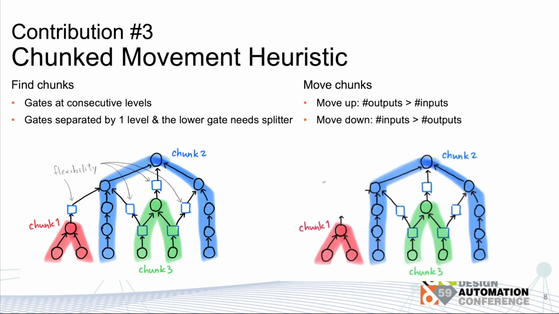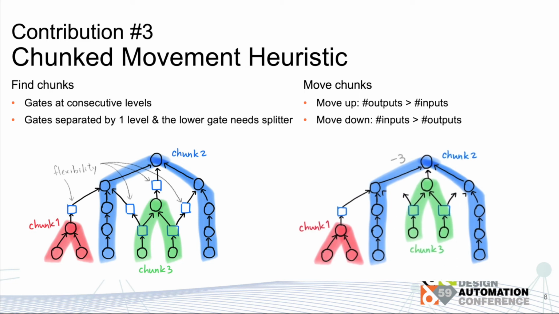In this example, if we try to move chunk 1 up, we eliminate one buffer on top, but we'll need 2 more buffers at the bottom. This is not good. However, if we move chunk 3 up, we eliminate 3 buffers on top and add 2 buffers at the bottom. In total, we get rid of 1 buffer, so it's a beneficial movement.